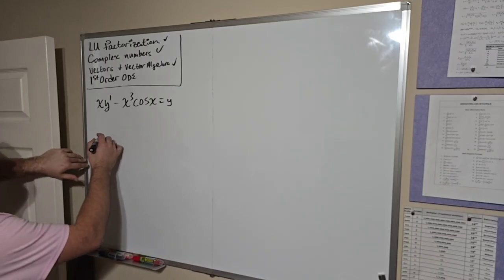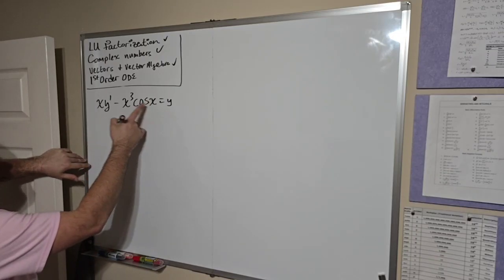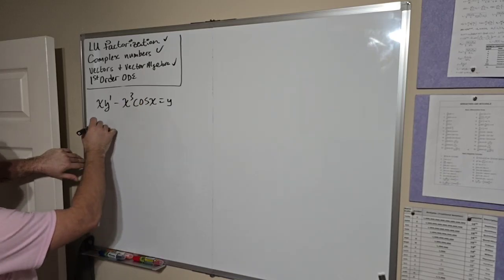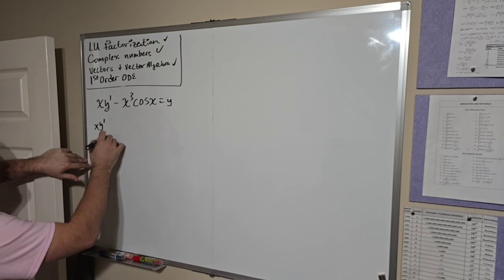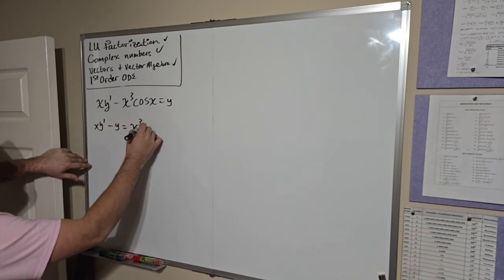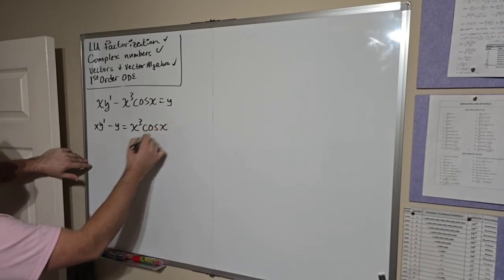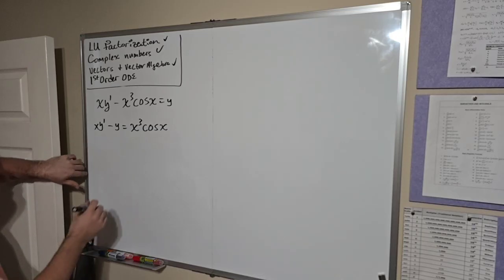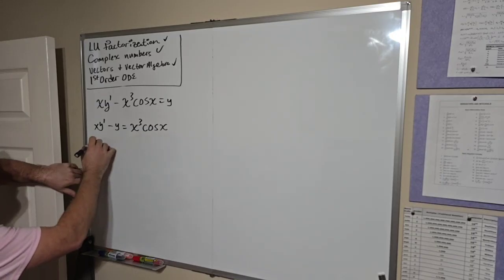So we want to get this into our general form. We're going to subtract y over to this side, and add all this cosine stuff and x cubed to the other side. So we have x times y prime minus y is equal to x cubed cosine of x. And now we have to isolate our y prime, because the general form states that this dy cannot have any coefficient. Okay, so we're going to divide everything by x.